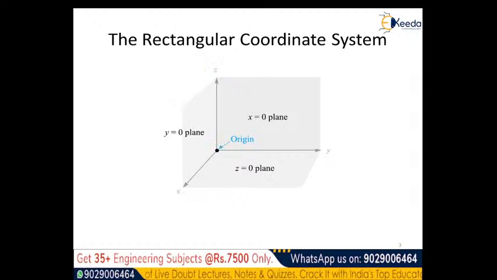Or in other words, a few of the books refer to three planes which are designated with the names x equal to 0 plane, z equal to 0 plane, y equal to 0 plane, and these planes are mutually perpendicular to each other. And of course, the intersection point of the three mutually perpendicular planes is nothing but the origin here. So these are the three references.